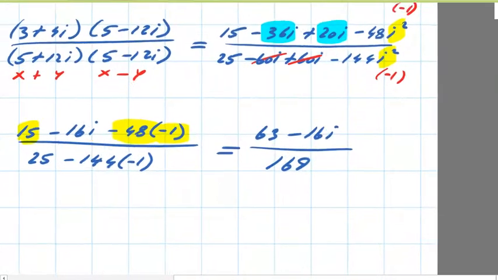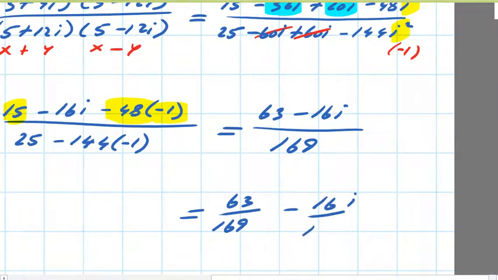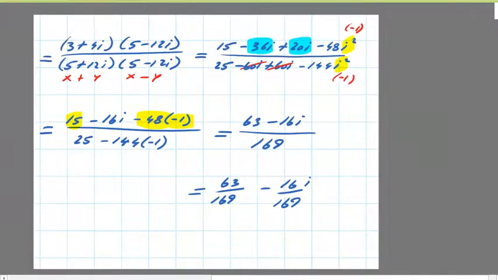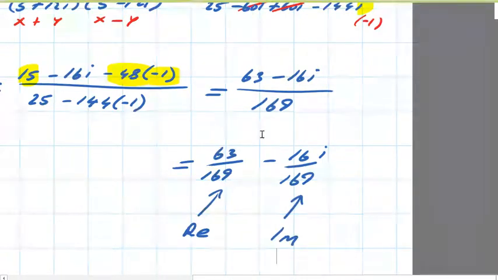And there's one last step then, let's split them up. They're both divided by 169, so we can actually go 63 over 169 minus 16i over 169. That last step is necessary because we have to give the answer. This is the answer, by the way. We have to give the answer back in complex number format, which is a real part separate to an imaginary part, which we didn't have up there. So that's why there's one last step required.